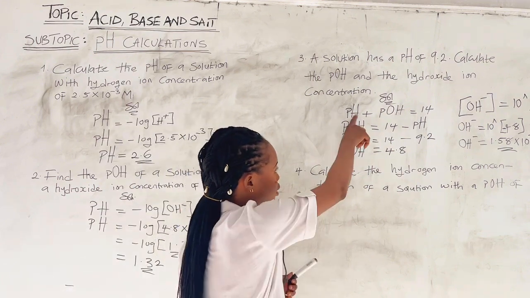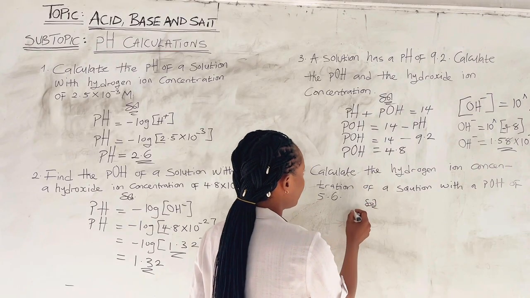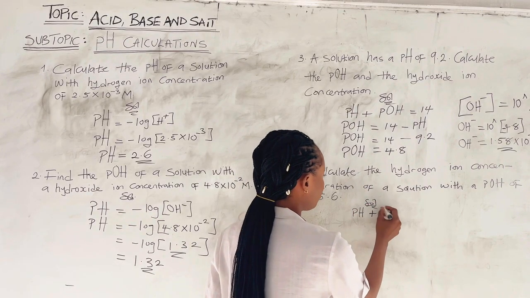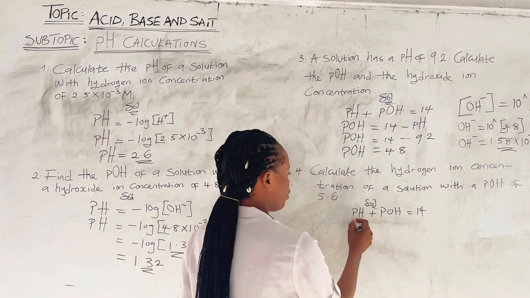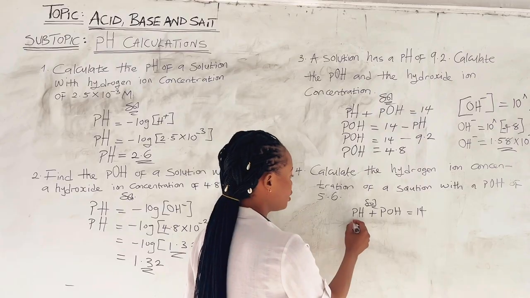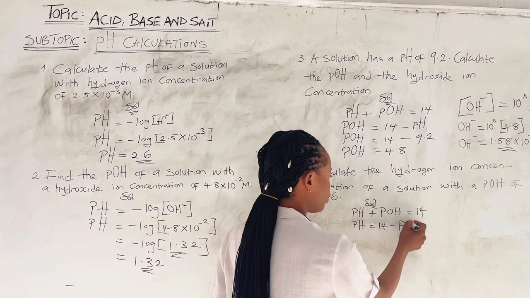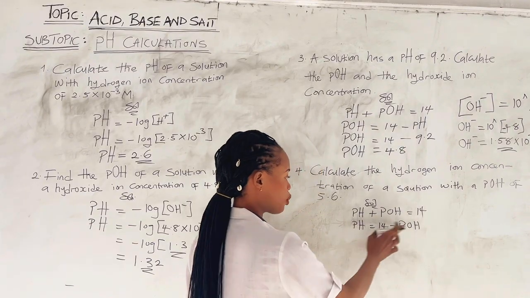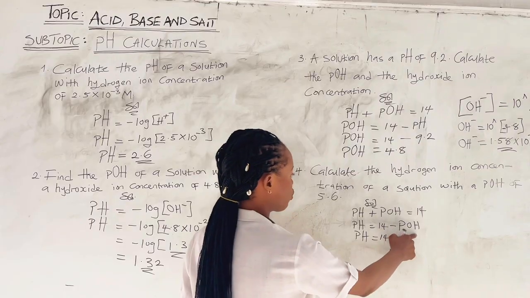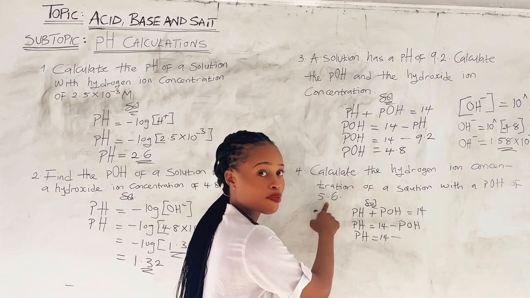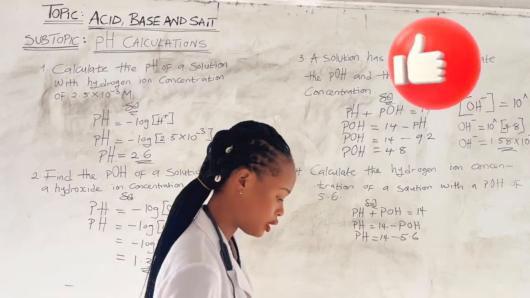pH. Okay, so we're going to be using this same formula. So we're going to be saying pH plus pOH is equal to 14. Okay, then we're looking for pH. So pH will be equal to 14 minus pOH. The pOH will go over the equal to sign and become minus. So pH will be equal to 14 minus, and we're told that the pOH is what? 5.6. So we're going to be subtracting 5.6 from 14.